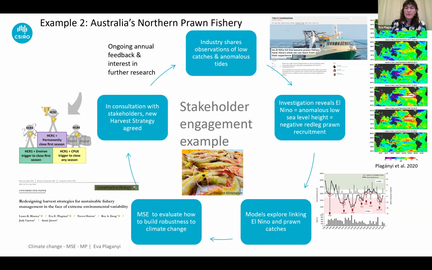Subsequent to that, we developed a number of models to explore linking this environmental impact onto the prawns, and then we used management strategy evaluation to evaluate how to build robustness to climate change. And the next step was then, in consultation with stakeholders, we reviewed a number of alternative harvest strategies, and a new harvest strategy was implemented in 2021.